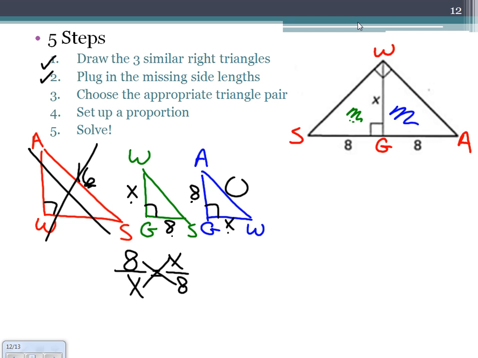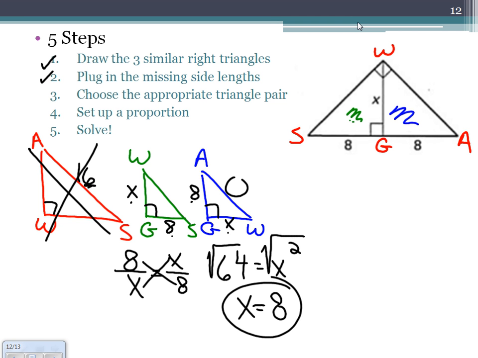I disagree. Notice where the lines are drawn. It does not have an 8 to an X. So what's 8 times 8? 64 equals, what is X times X? X squared. Very good. How do I get rid of the square? Square root of both sides. So therefore X equals 8. There you go. X equals 8, so we have two right isosceles triangles.